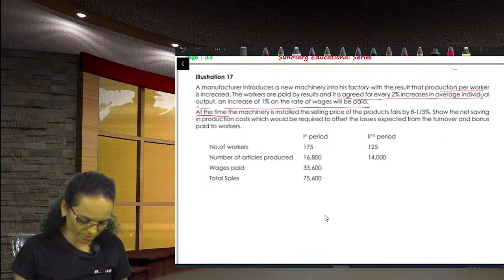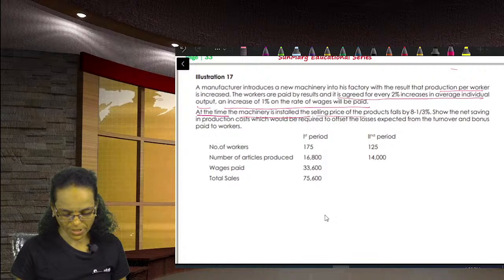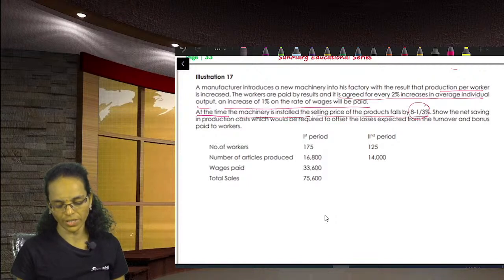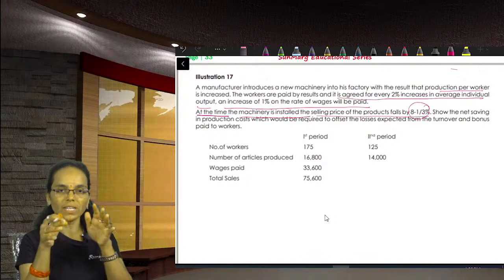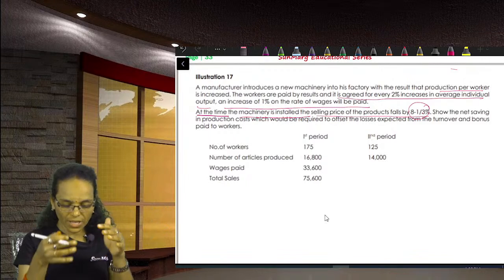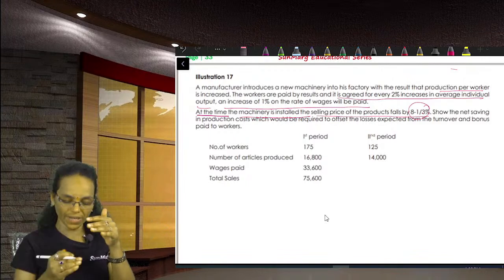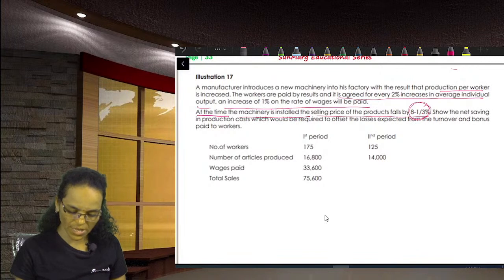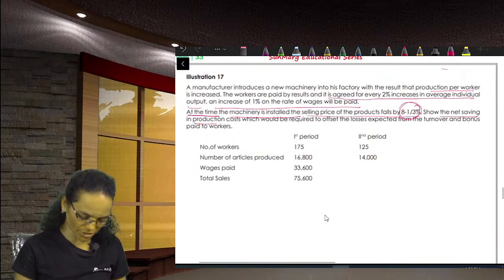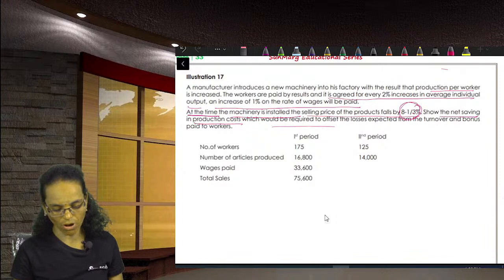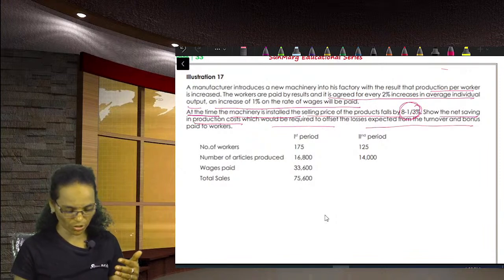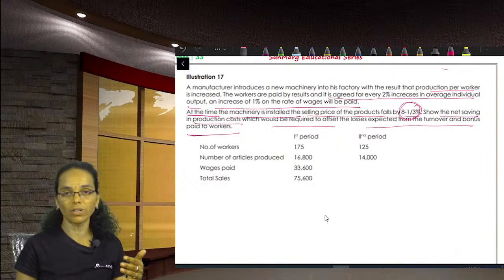At the time the machinery is installed, the selling price of the product falls by 8.33%. When this new machinery got installed into the factory, the selling price of the product decreased by 8.33%. Show the net savings in the production cost, which would be required to offset the losses expected from the turnover and the bonus paid to workers.